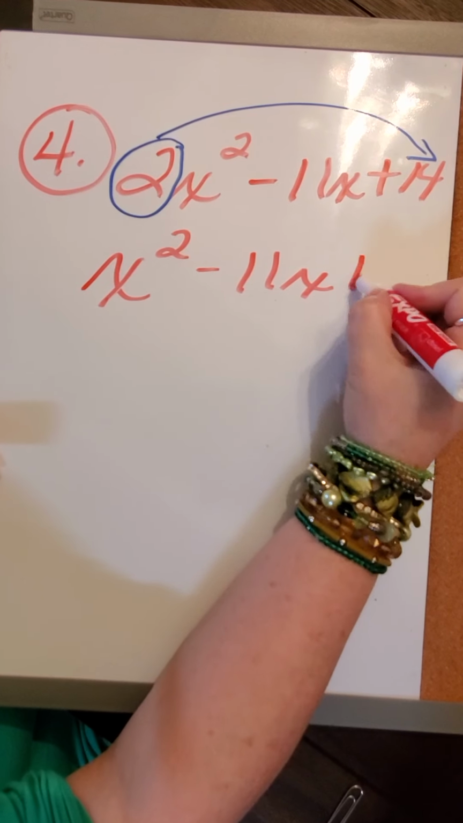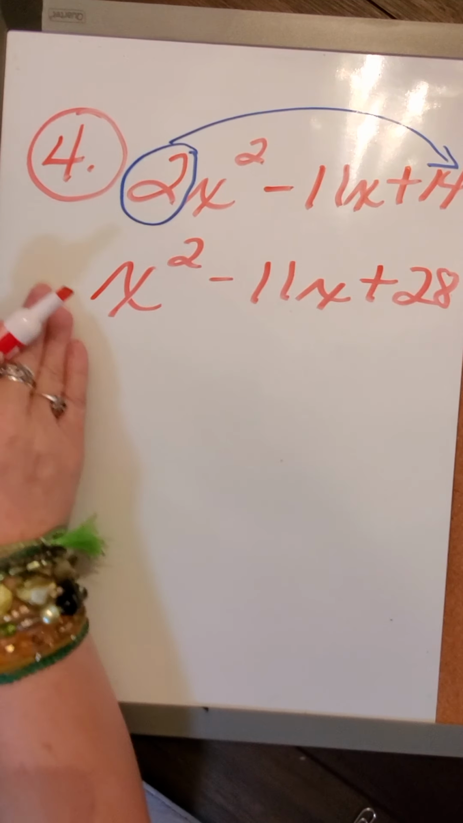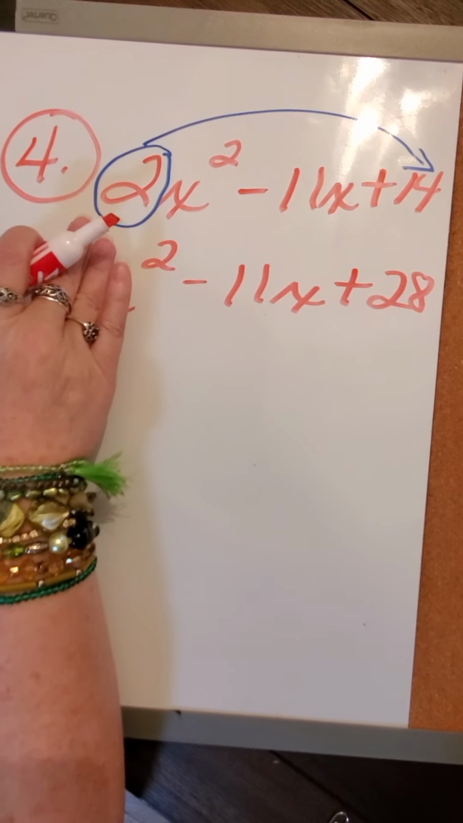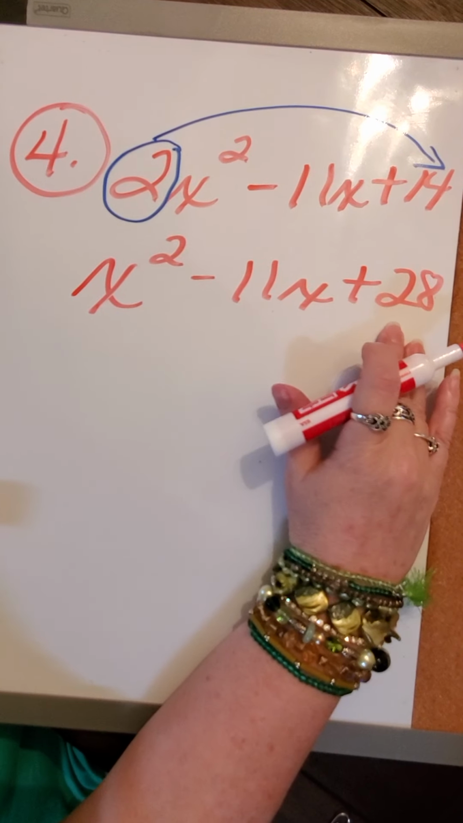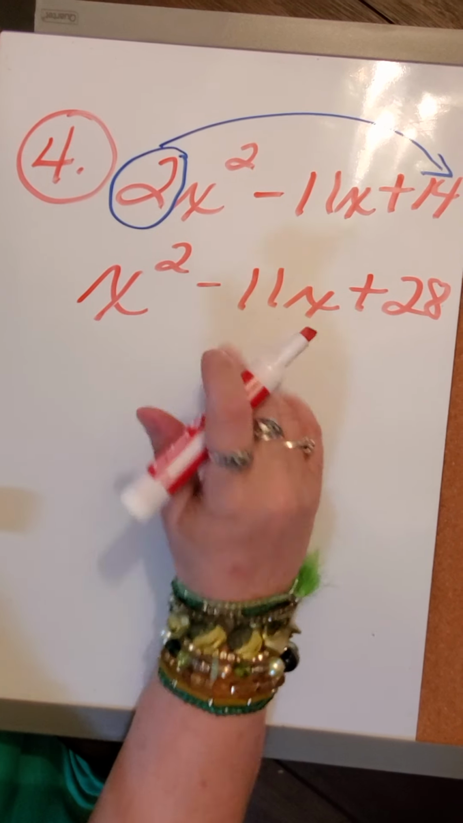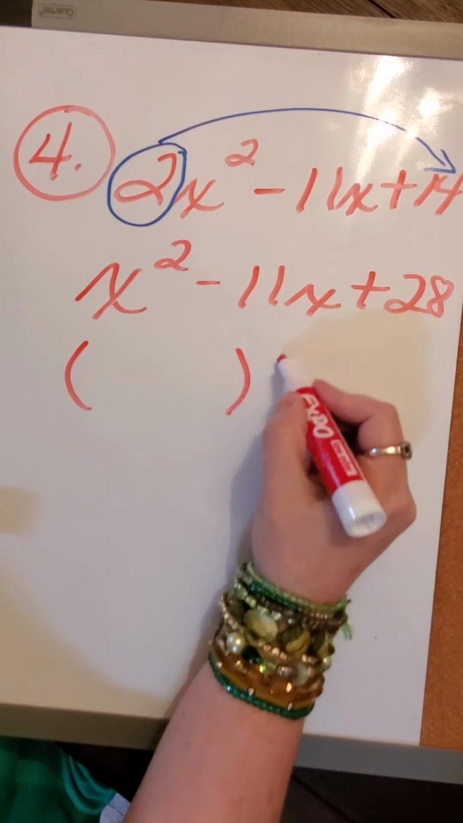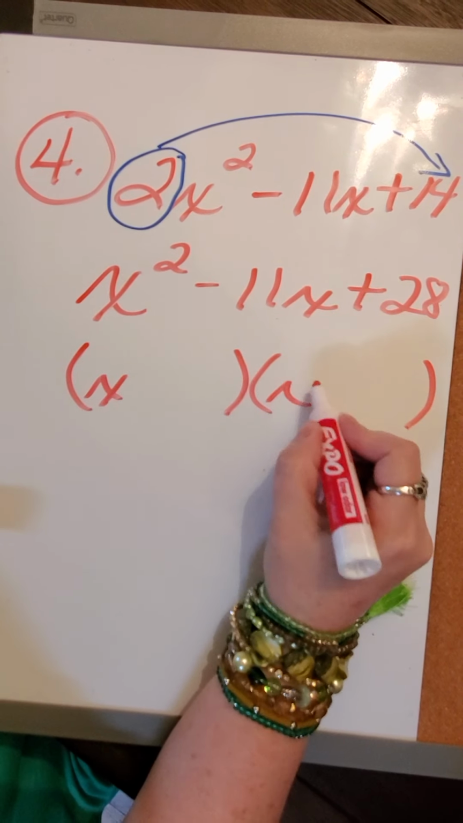Times 2 is 28. Okay, now that we got rid of the leading coefficient of 2, we're going to factor this as usual. So now I need two numbers that multiply to give me 28 and add to give me negative 11. I put my two sets of parentheses, my x and my x.